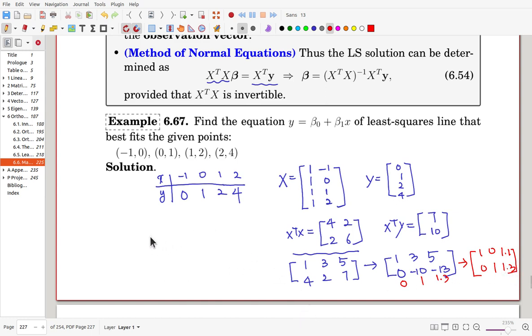So the final model we found is y equals 1.1 plus 1.3x. That's the final answer, right?